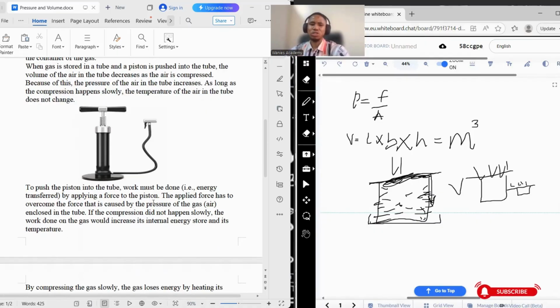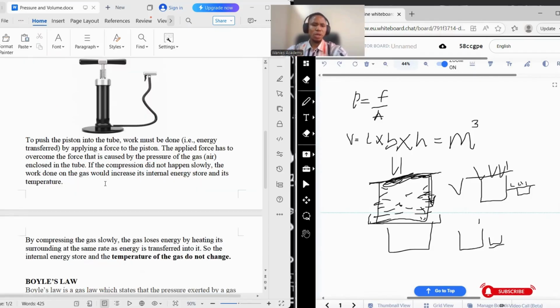If the compression did not happen slowly, now we have what we call compression and expansion. Now what is compression? Compression is when we reduce the volume of the gas. That is compression. Expansion is when we increase the volume of the gas. That is expansion. If we get to this space, that is compression. But when we get into this space, that is expansion.